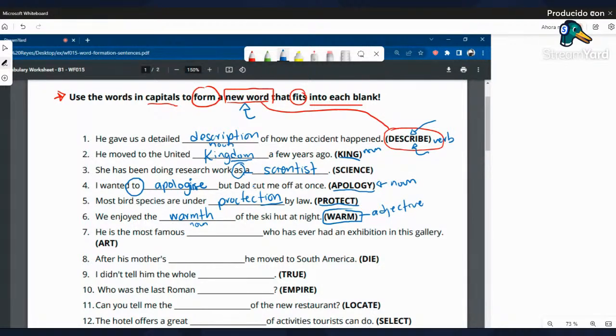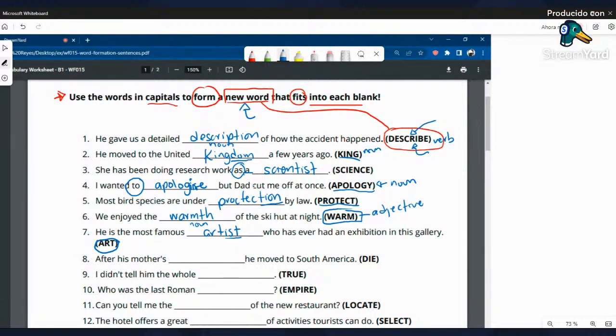Okay. Now it says here, he is the most who has ever had an exhibition in this gallery. Which word? He's the most famous artist. You see, I'm adding another suffix, artist, which is the person who practices art or does art.